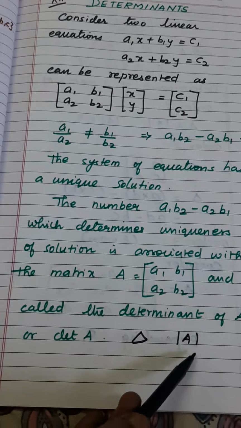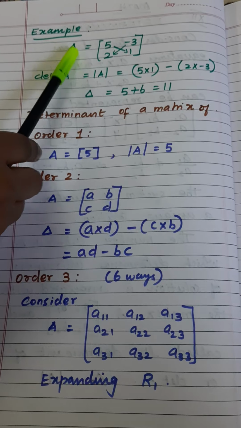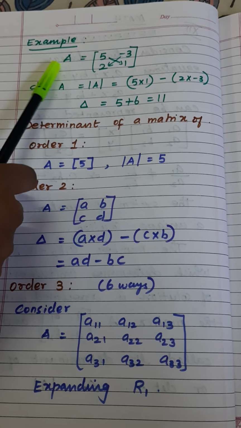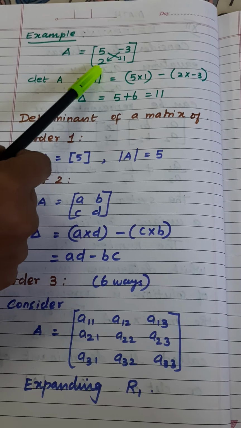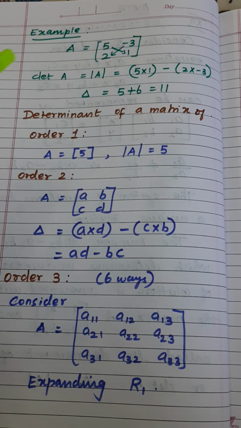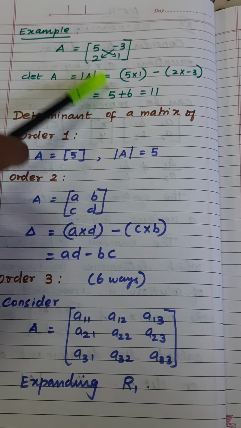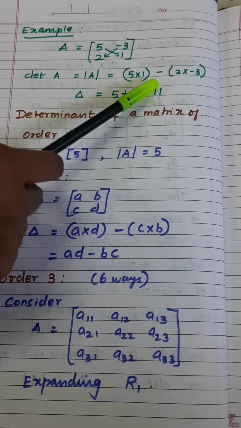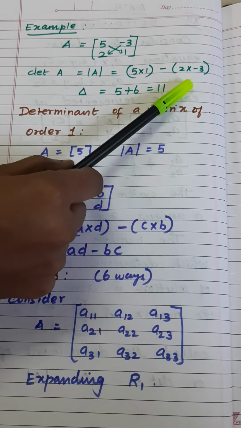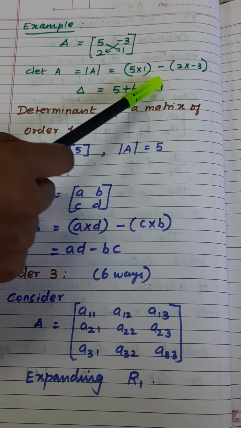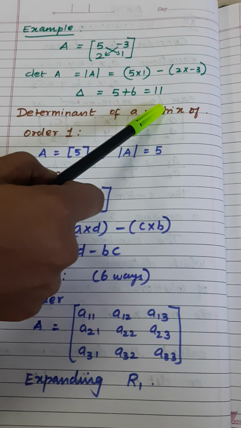Now, for example, we will take the 2 cross 2 matrix A equal to [5, minus 3; 2, 1]. Now we are going to find the determinant of this matrix. So determinant of A equal to 5 cross 1 minus 2 cross minus 3. So 5 ones are 5, minus into minus is plus, so the answer is 11.